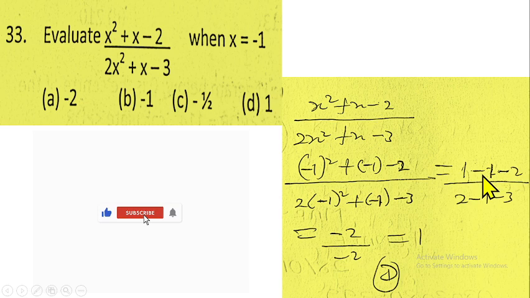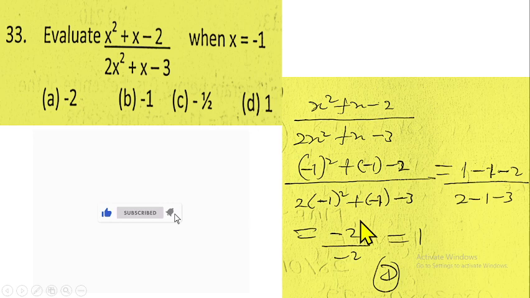So that should give us 1 minus 1 is 0, then you have minus 2. Then under as well, you have 2 minus 1 is 1. 1 minus 3 gives us minus 2. So minus 2 divided by minus 2 gives us 1.